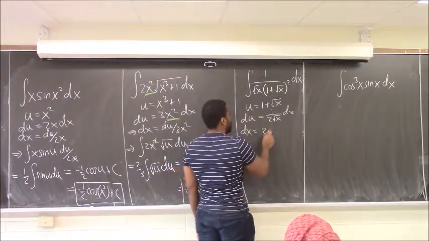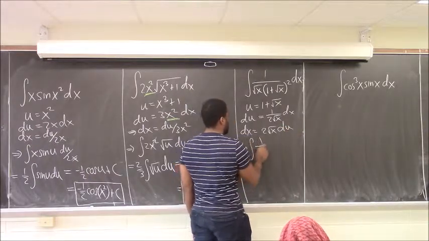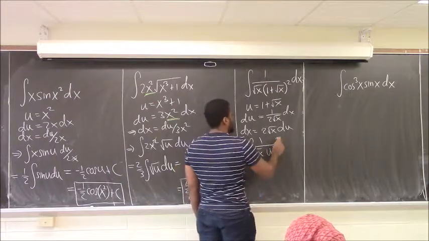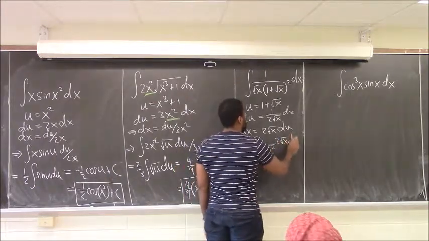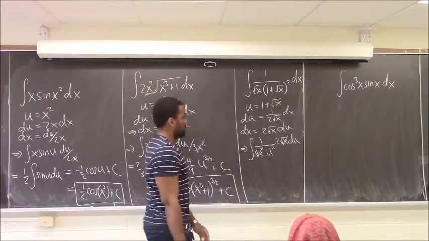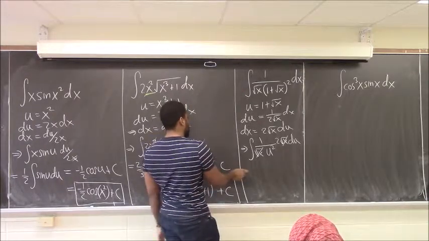dx, this would be 2 radical x du. And then I would go plug these guys in. This is radical x here, this would be u squared. This would be 2 radical x du. So that cancels with that. And then I have 1 over u squared. How would you integrate 1 over u squared?